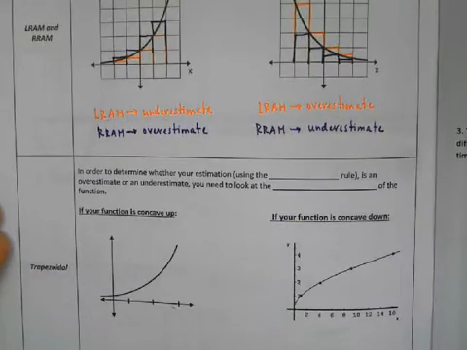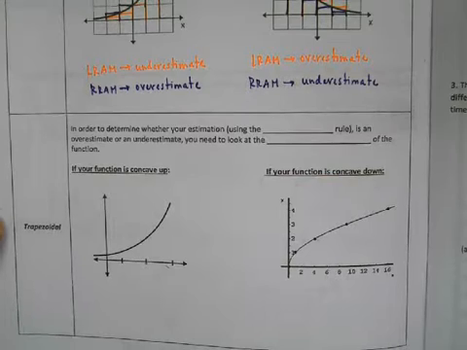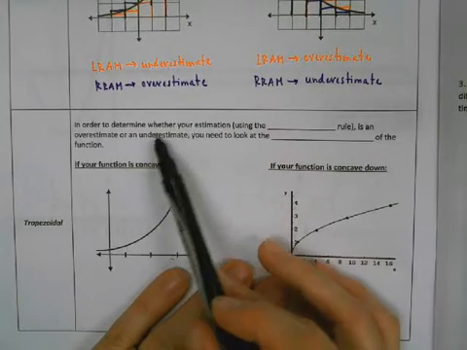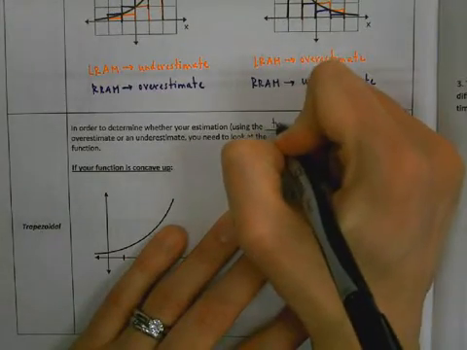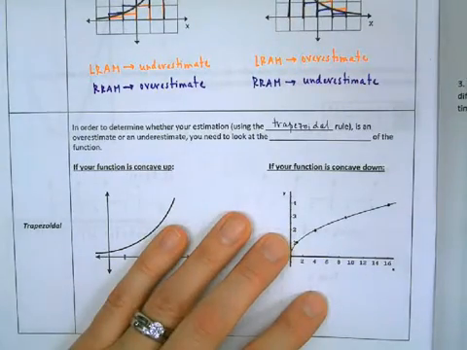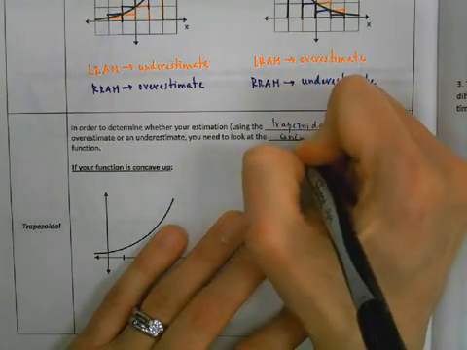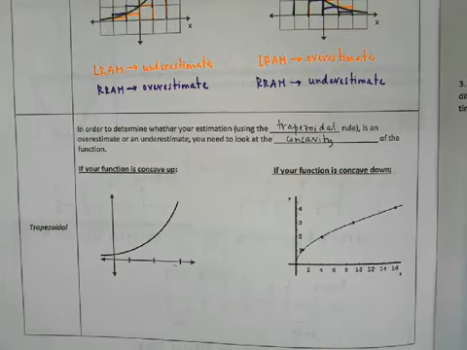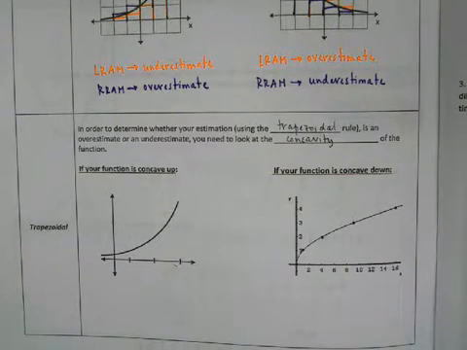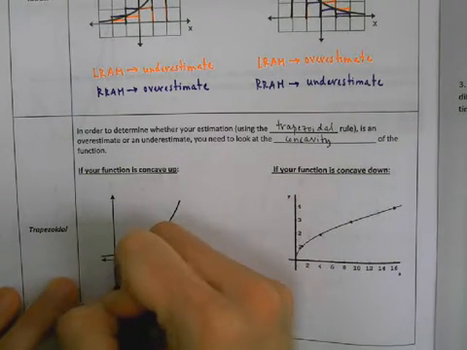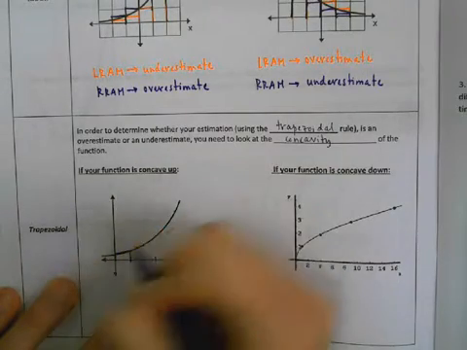Okay, we can do the same thing for trapezoidal. But now when we're talking about trapezoidal, it's not increasing or decreasing that's going to make the difference, but it's going to be whether the function is concave up or concave down. So in order to determine whether our estimation using the trapezoidal rule is an overestimate or an underestimate, we need to look at the concavity of the function. And again, to figure this out, we're just going to draw in some trapezoids. So if our function is concave up and we draw in some trapezoids, I'm just going to go from 0 to 3 here. I know I have to use both endpoints, and I'm going to connect them.